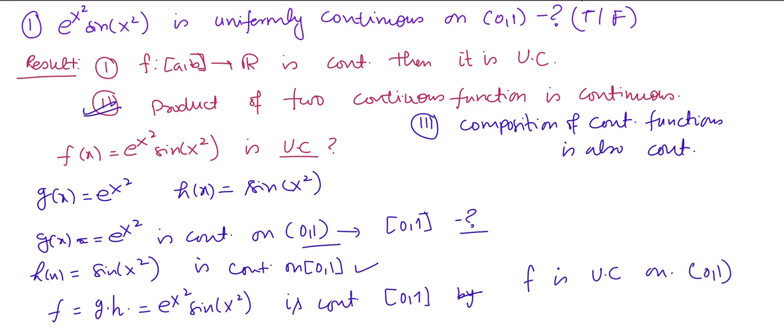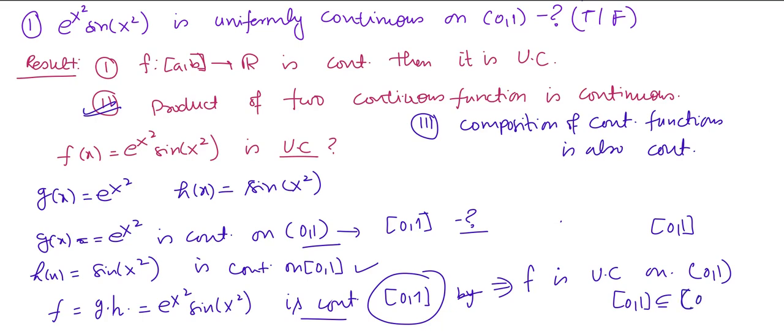So f is uniformly continuous on 0 to 1. Why? Because f is continuous on the closed interval 0 to 1, and this implies f is uniformly continuous on the closed interval 0 to 1. And if a function is uniformly continuous on a bigger domain, then it is also uniformly continuous on a smaller domain contained in that domain. So f is uniformly continuous on the closed interval 0 to 1, so it is also uniformly continuous on the open interval 0 to 1. This is a finite interval.